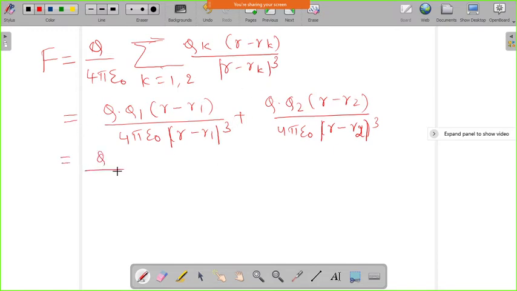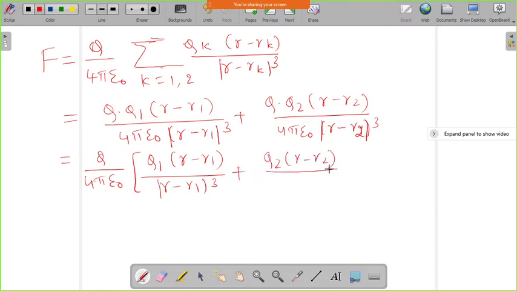Okay, so you can find out by taking the constant, that is q/(4 pi epsilon naught), which is common in both the terms. You can take that out and substitute the values: (r minus r1) divided by |r minus r1| whole cube, plus q2 into (r minus r2) divided by |r minus r2| whole cube. Okay, so now substitute the values.